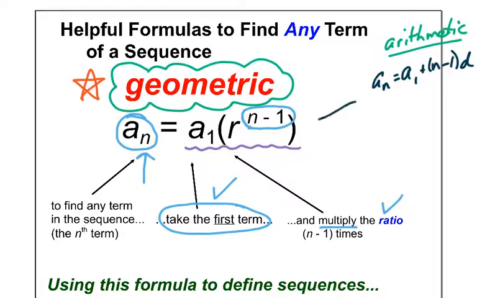So you kind of notice how similar these two are. In arithmetic land, because I'm adding, this formula has addition. In geometric, because I'm multiplying, there's multiplication. Instead of having a d difference over here, I have an r ratio. But then you notice I still have the same n minus 1 in both formulas. So they're very, very similar, actually.